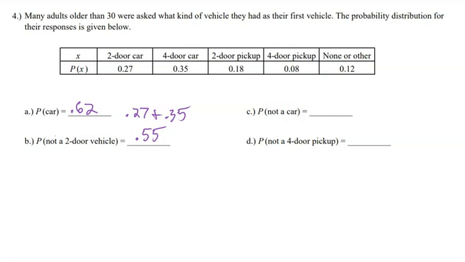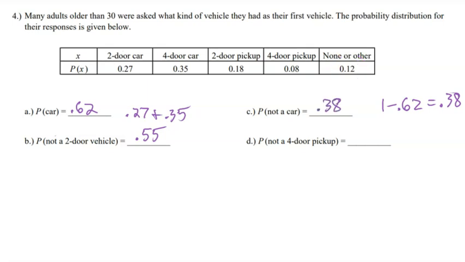What is the probability that it was not a car? Well, there are a couple of ways of doing this. We know that the probability that it was a car is 0.62. The probability that it was not a car is simply 1 minus 0.62, which is 0.38. But another way to do not a car is to take the two-door pickup, the four-door pickup, and the none or other, and add those together. 0.18 plus 0.08 is 0.26. 0.26 plus 0.12 is 0.38.